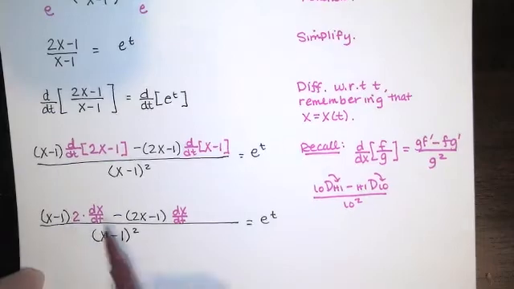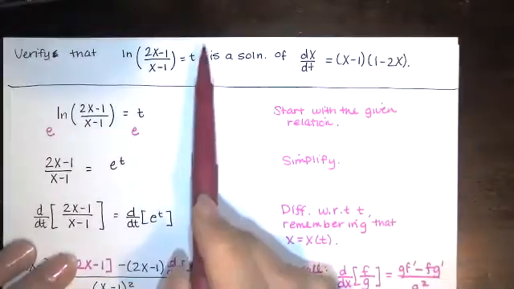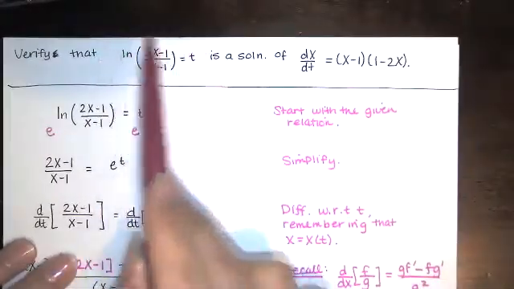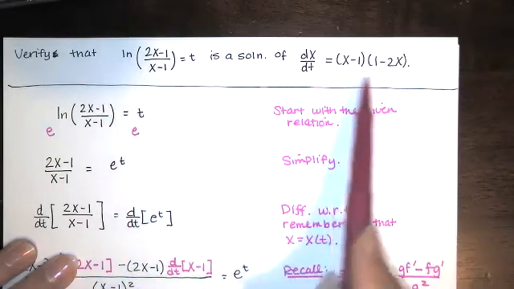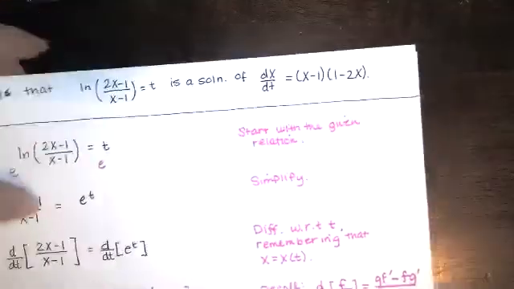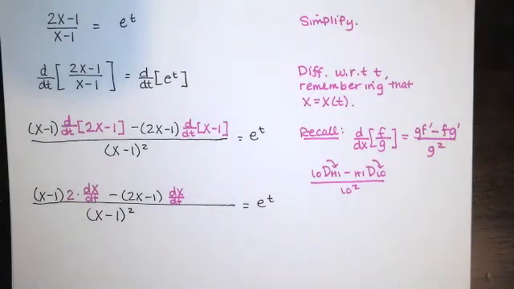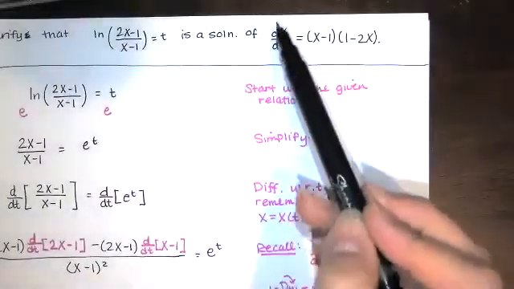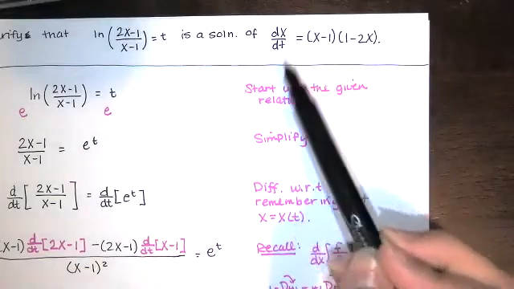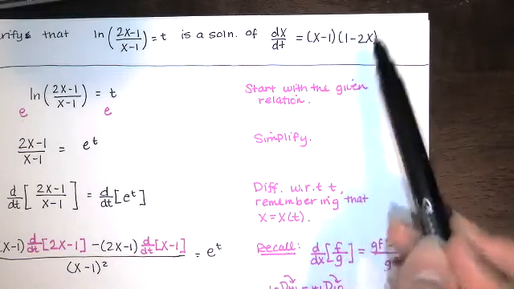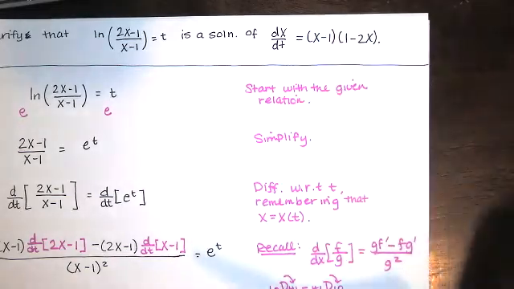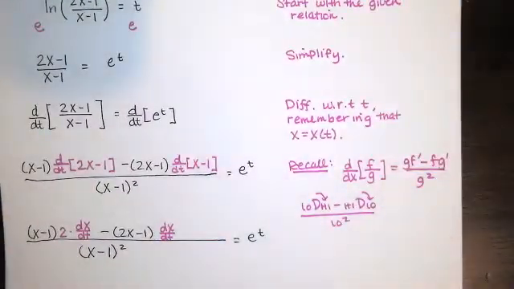Okay, now we're trying to make this equation that we started with, that was our implicit solution, look like this. So we need to get dx dt by itself. And our hope is that if we get dx dt by itself, the expression on the right-hand side is going to look like this. That's our hope. Cross your fingers. We're just really hoping that that actually works out.